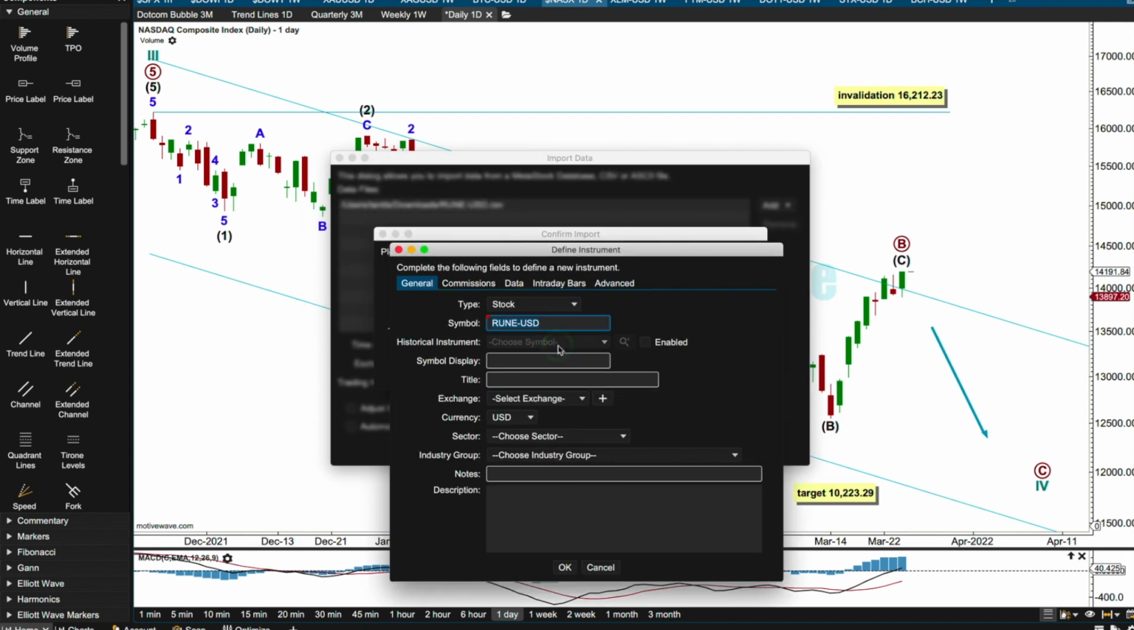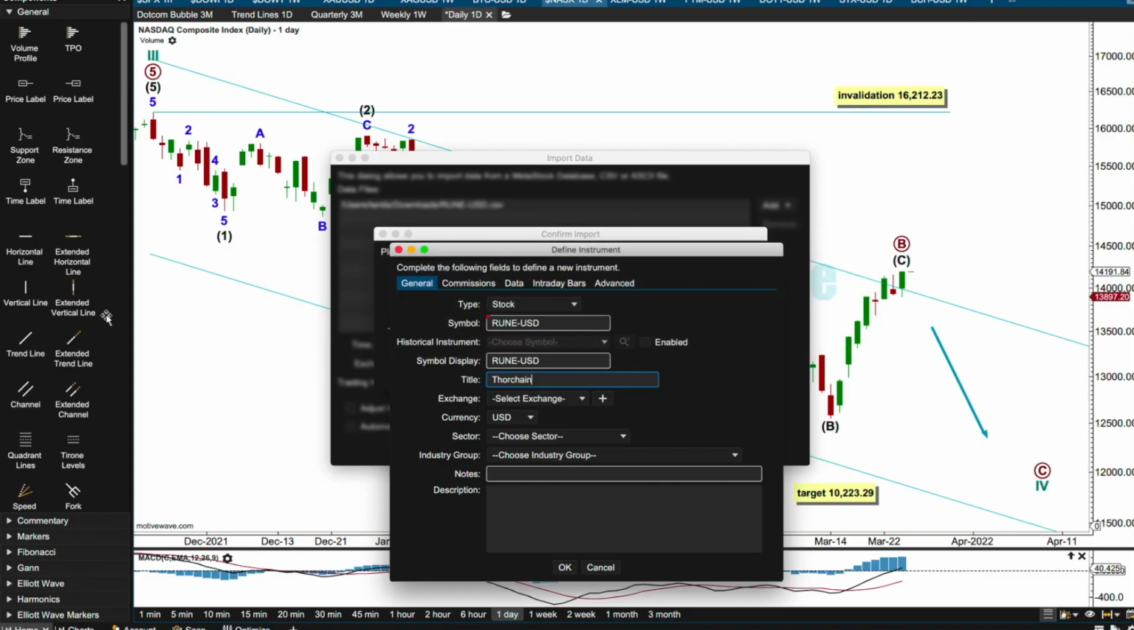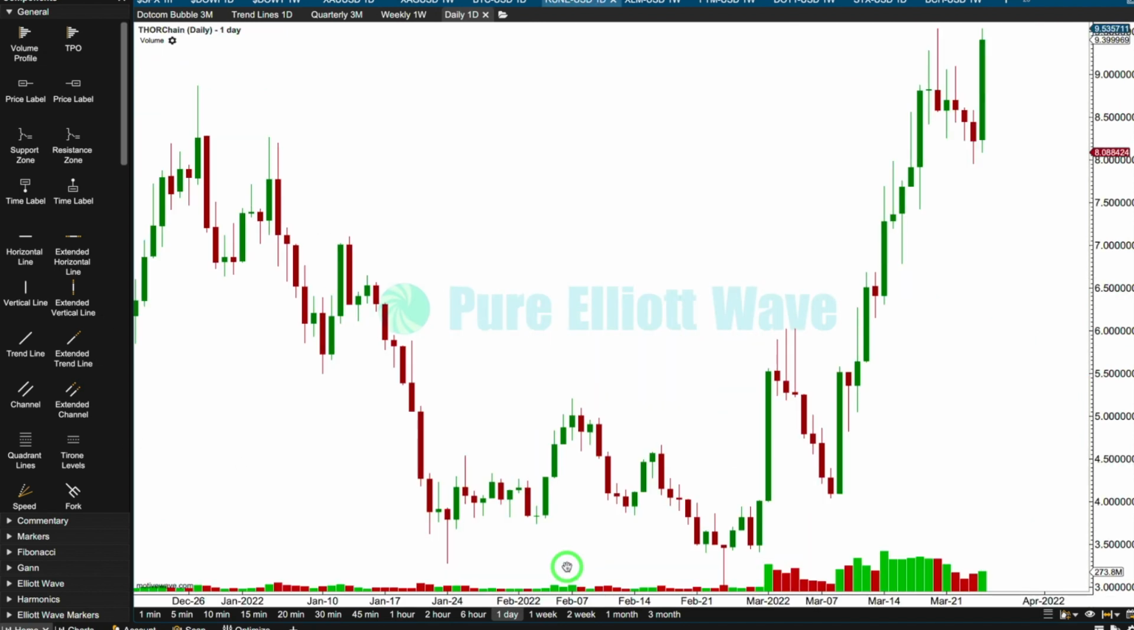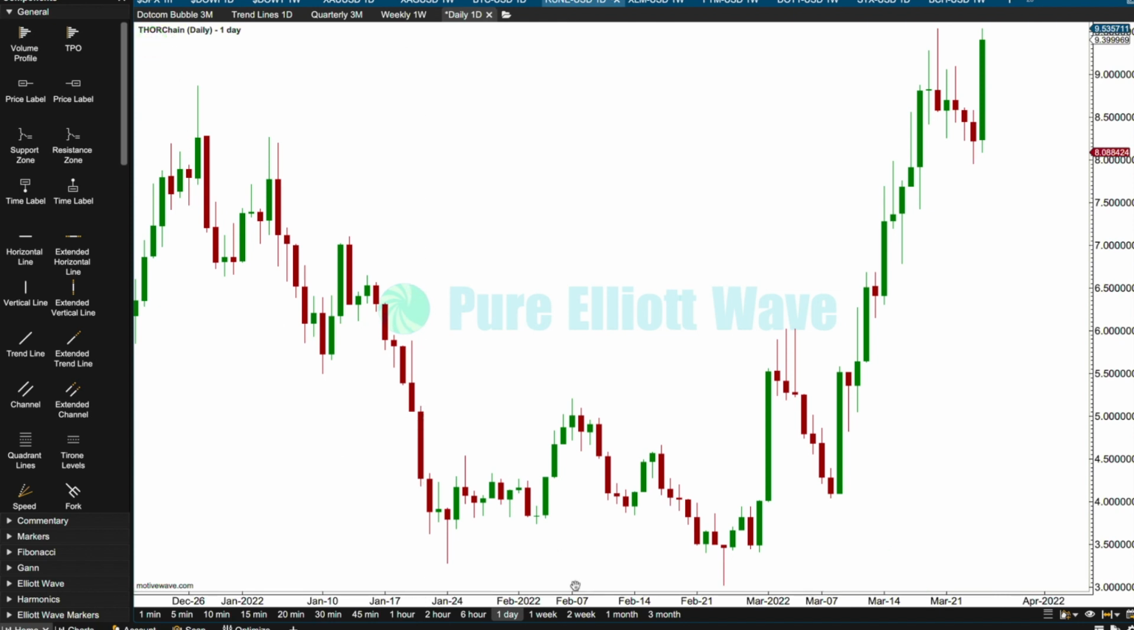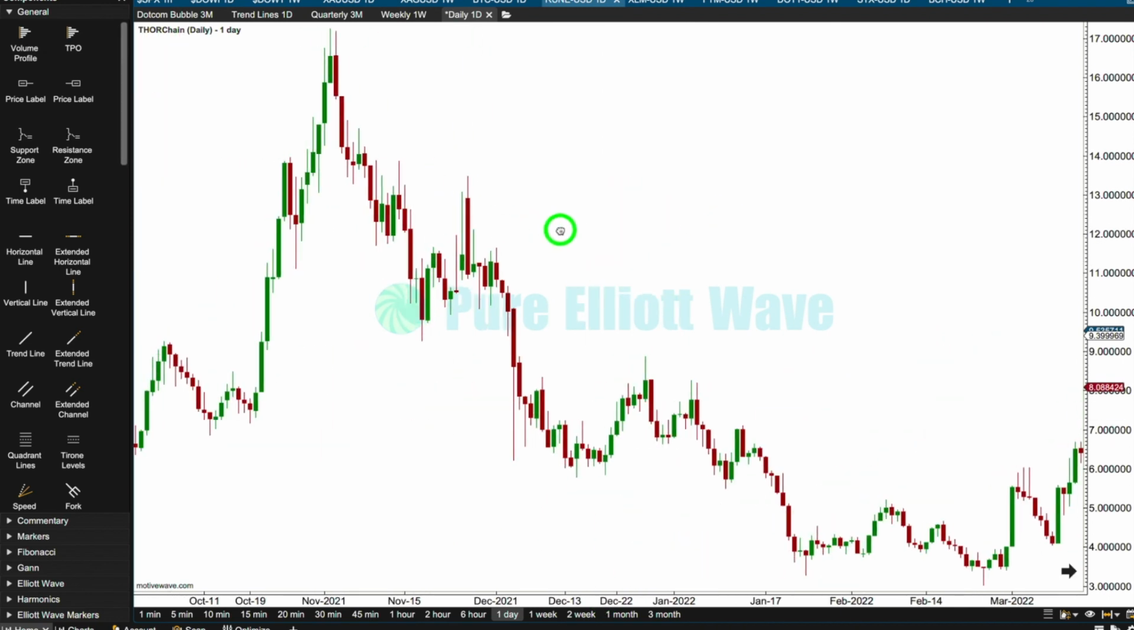Create the new. Symbol display will be same. And the title. Just check that that's how Yahoo Finance has it. Okay, and there we are. I'm just going to get rid of this volume data here.